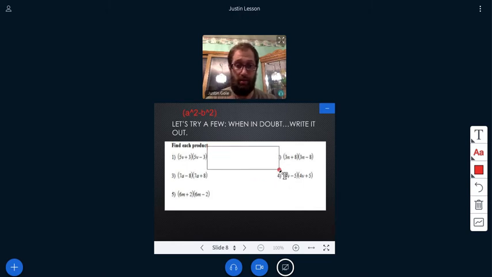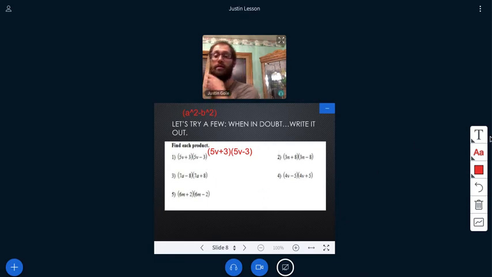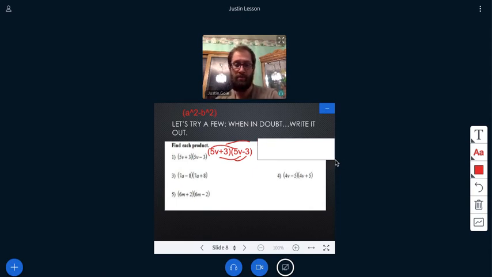So let's take a look at 5v plus 3 times 5v minus 3. I'm going to start us out by just distributing. You can use whichever method you want. We're going to write out the first one, just like we did with the other ones, and we're going to do the second one by hand. So give it a try at home real quick. Pause if you need to. We're going to go ahead and move on here to doing it.